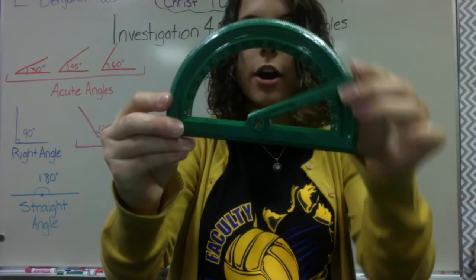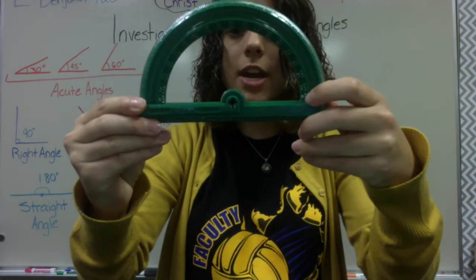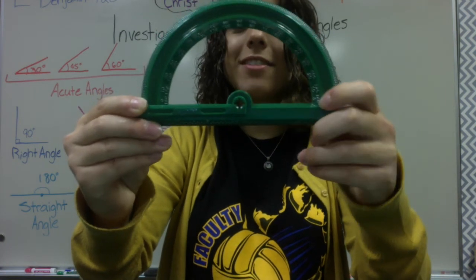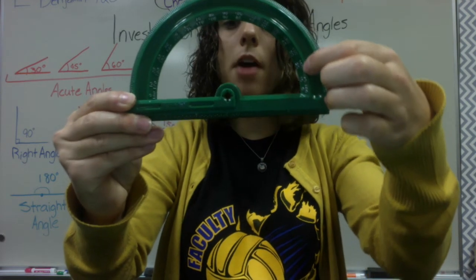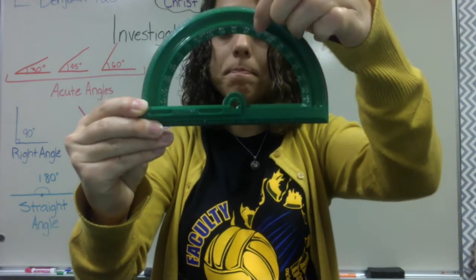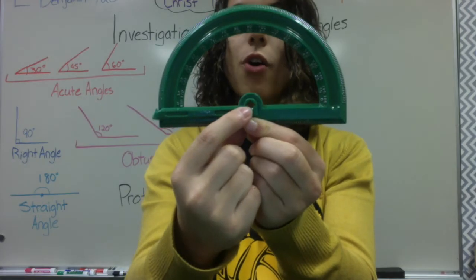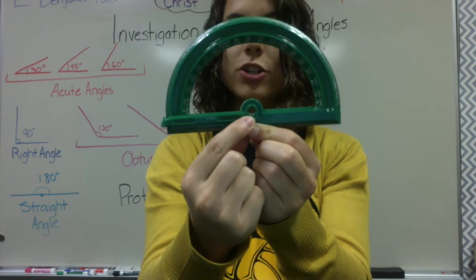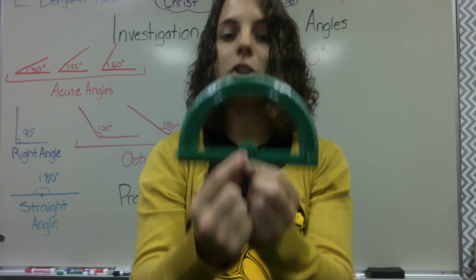However, if I start, I'll move this so you can see it. If I start right here at my 0 degrees, where my line matches up, then I'm going to read this bottom row to meet my other line. Now, this center part, which all of you should have a circle of some sort on your protractor, because many protractors look slightly different or are used differently, the center part is where your vertex meets.